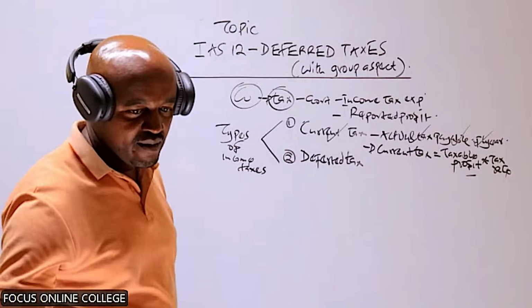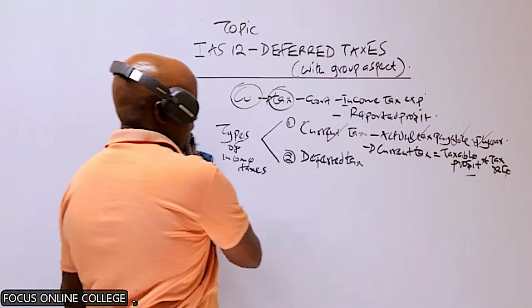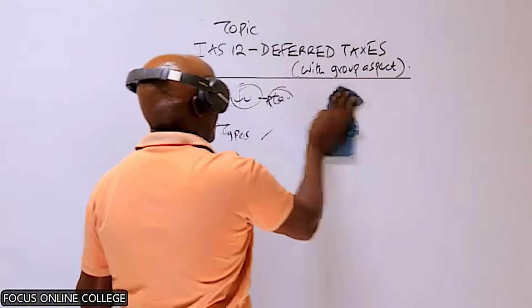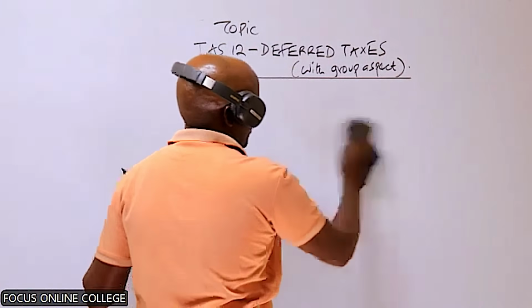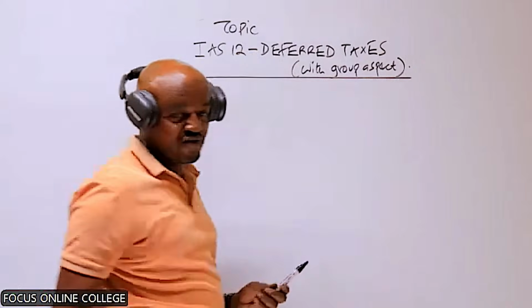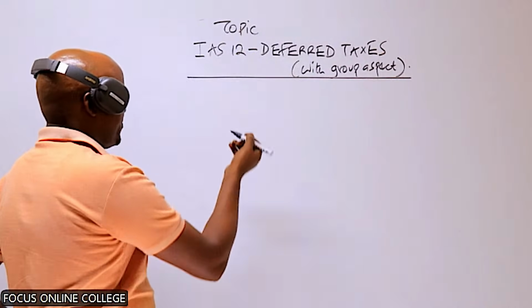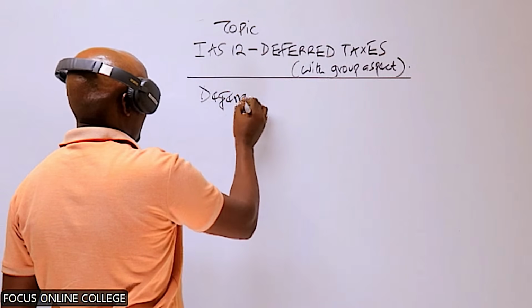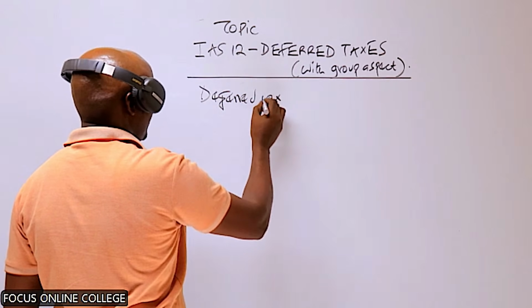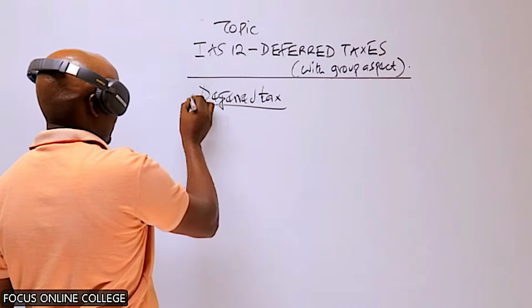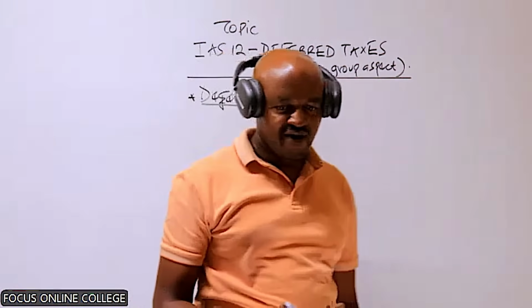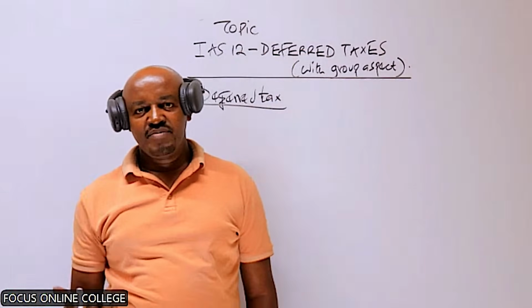So our main interest at this level is not the aspect of the current tax, but the aspect of the deferred tax. So maybe we can start by defining what a deferred tax is. From the name, to defer is to postpone something and maybe do it in the future.